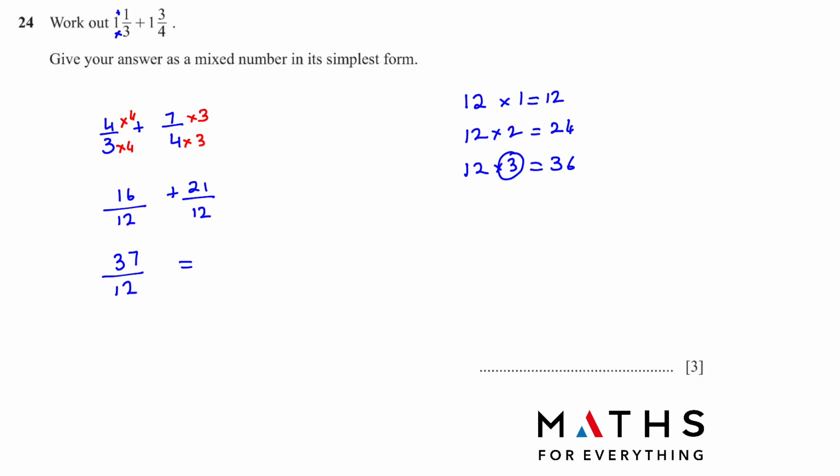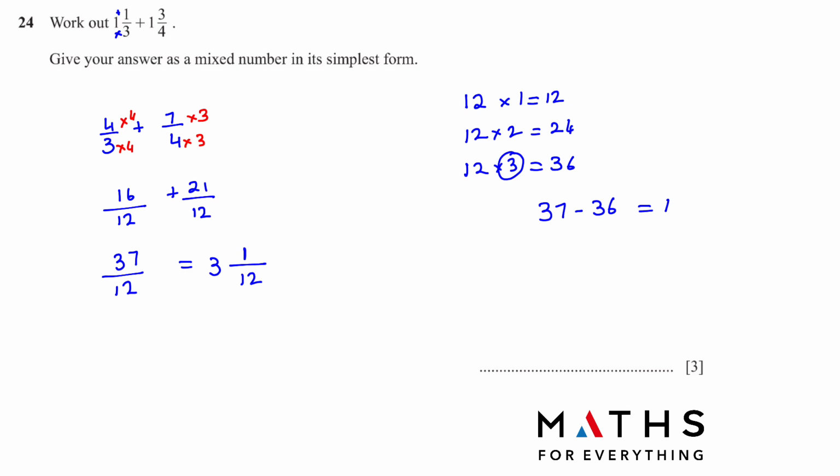12 times what gave us 36? 3. Write the 3 here. The denominator never changes. Now the top number, the numerator 37, from that subtract 36. You will get 1. This is the final answer.